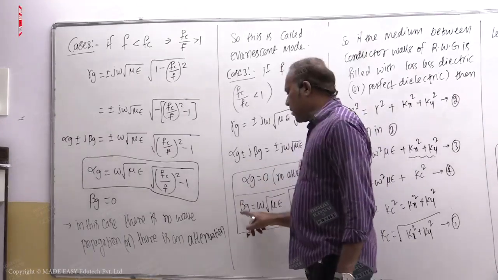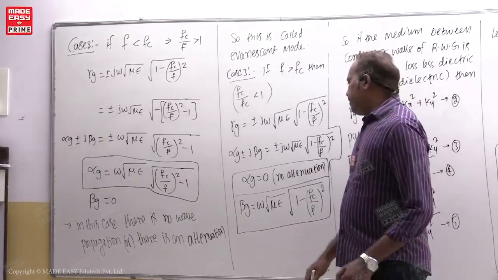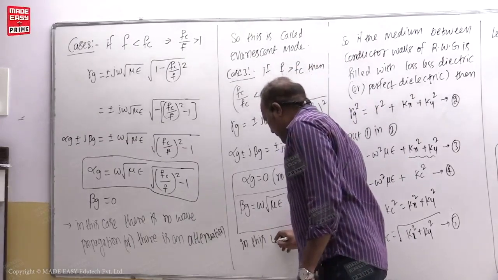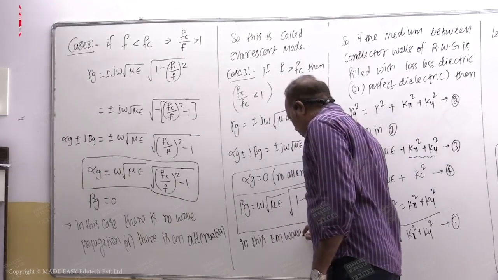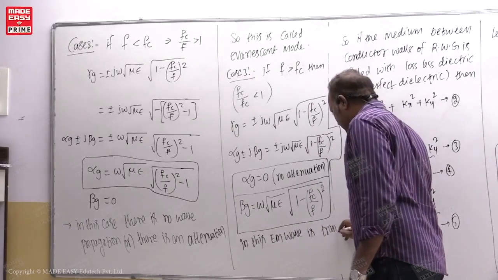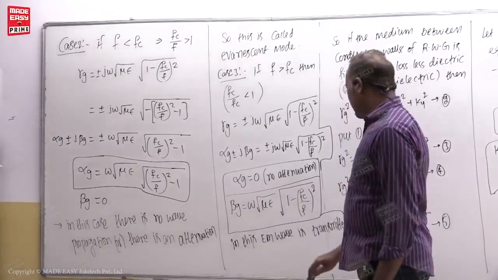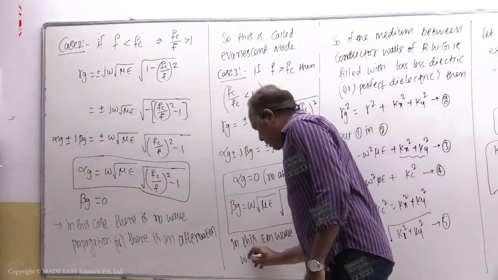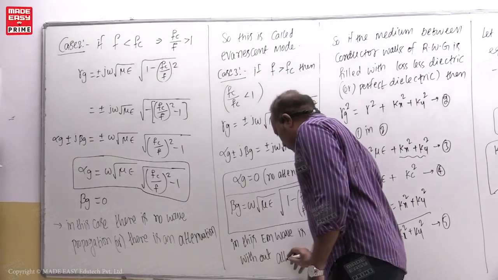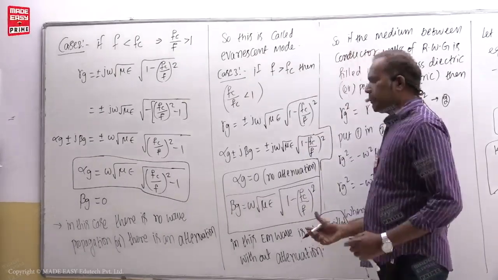So here beta is there. Beta means phase shift constant. g means guide. Phase shift constant of the waveguide. In this case, EM wave is transmitted without attenuation. This is what we want.